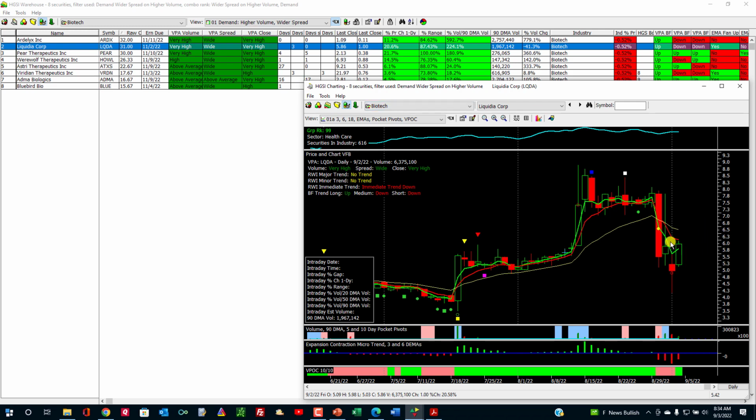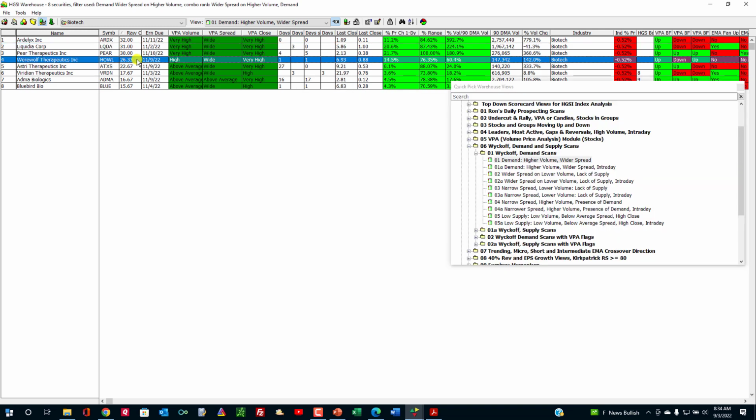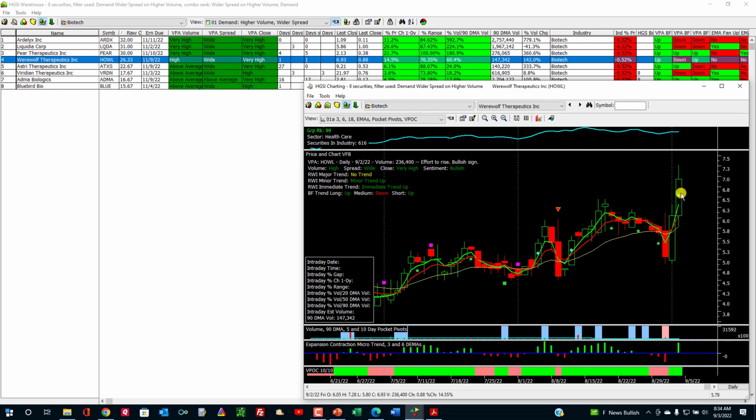This stock is a $5 stock, but if you look over here, whoops, I need to click on that again. Very high, wide, and very high matches these columns up at the top. Now this is a stock that I'm certainly not interested in. I just really stay away from most biotechs. But all of these stocks are showing the characteristics that make it past the filter.